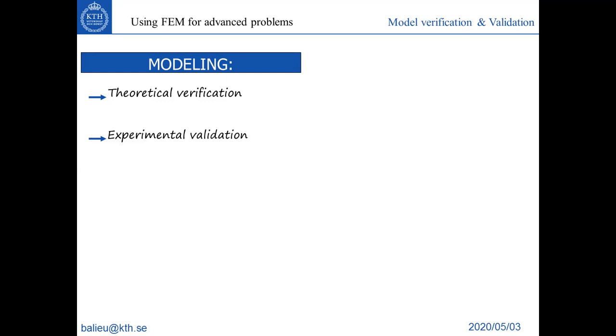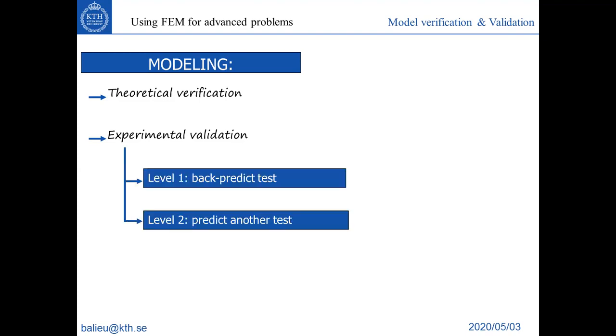And the second step is the experimental validation. So if it's a new material model, or a new finite element simulation that you want to perform, you are not sure about which material parameters, since it's very complex, so you need to validate this experimentally. So to be sure that the response that you get from your simulation is correct, is able to model the reality. So in experimental validation, there are also two levels. So the first level is the back-predict test.